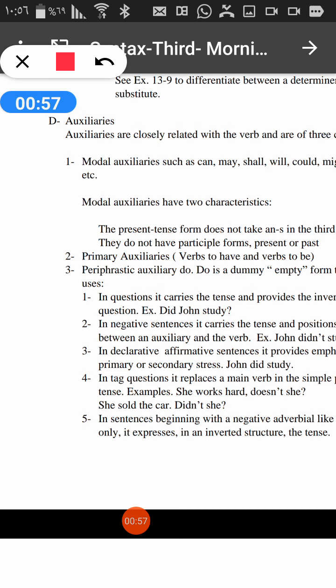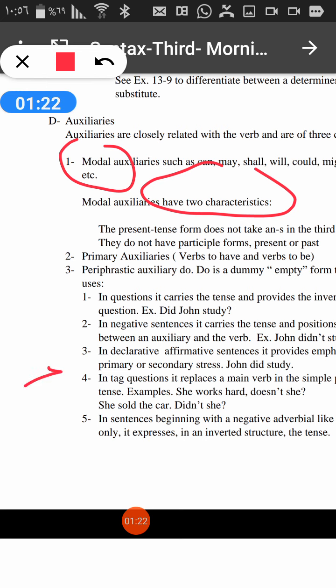أنواع الأفعال المساعدة. First, modal verbs, modal auxiliaries, الأفعال الناقصة such as may, shall, will, could, etc. Here, modal auxiliaries, هذه الأفعال الناقصة, have two features or two characteristics, لها صفتين. Number one, the present tense form does not take an S in the third person singular, صيغة المضارع ما يأخذ S مع الشخص الثالث, because it is not a main verb.